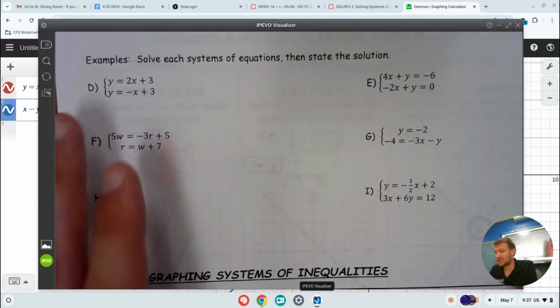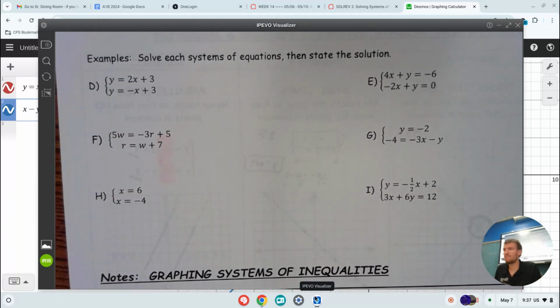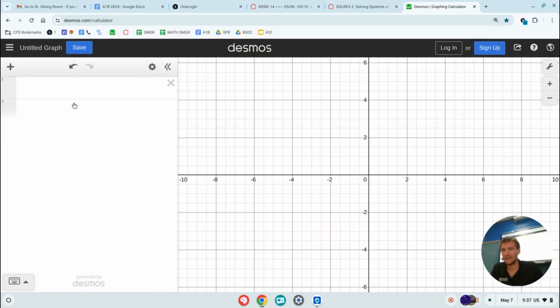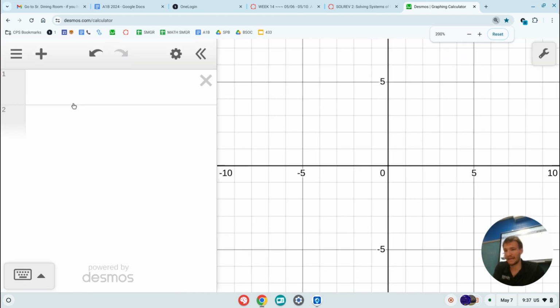It says solve each system of equations. Well, I don't really want to solve it. I just want to type it in Desmos and make Desmos do all the work for me. Question number 1, or I guess it's labeled as D on these notes.